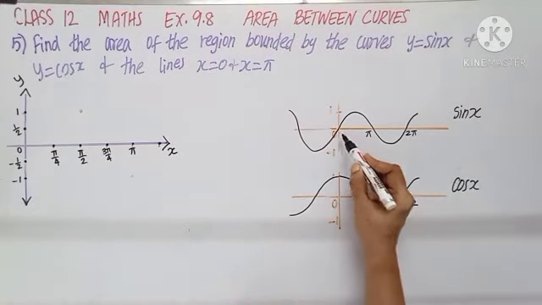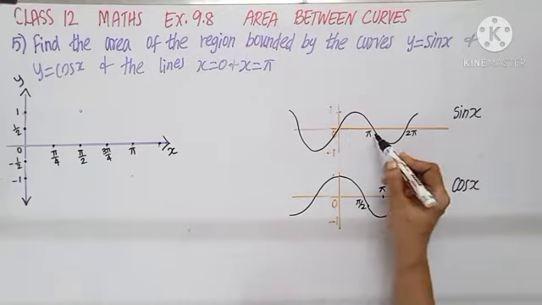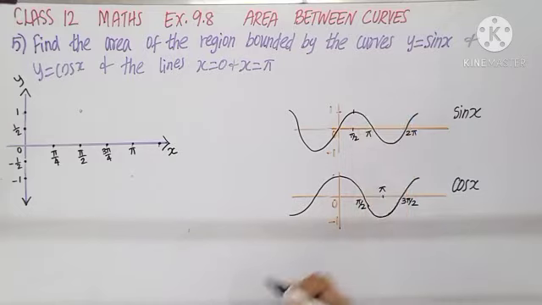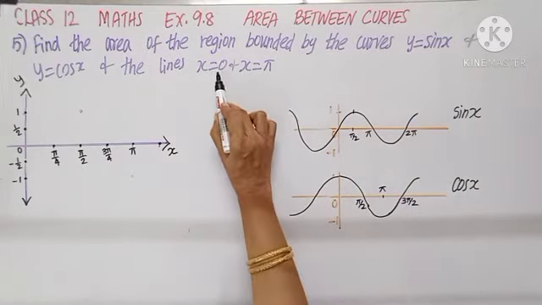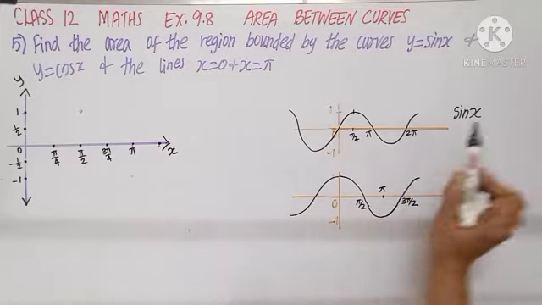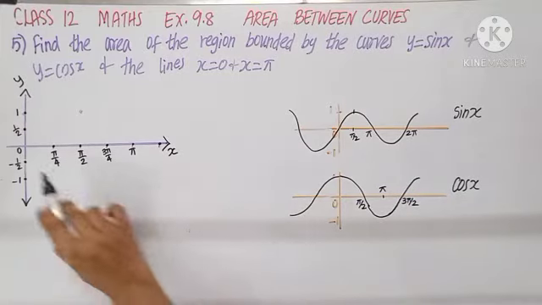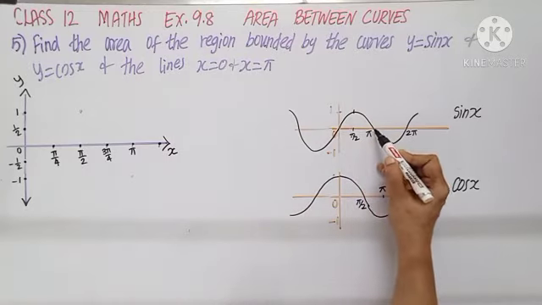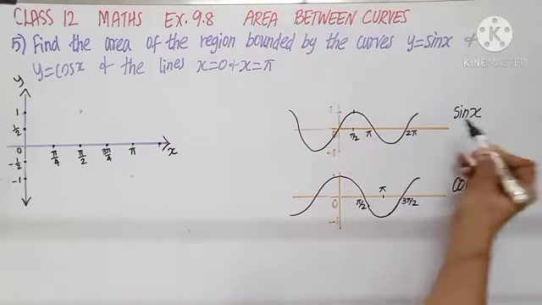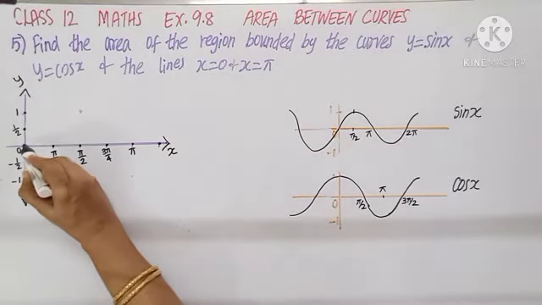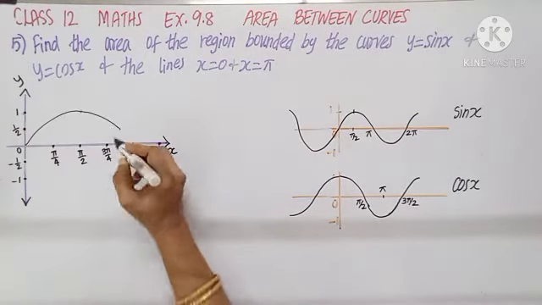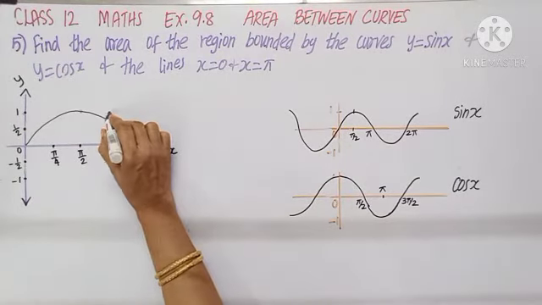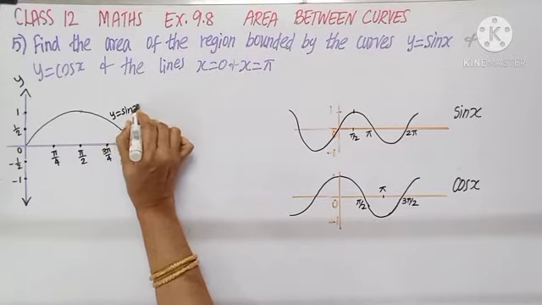Sin 0 is 0, sin pi is 0. In between, at 90 degrees, the value is 1. My question is between 0 and pi. So how should I draw sin x with this scale? I have 0 to pi, so I can draw one arch of sin x, from 0 to pi. This I call y equals sin x.